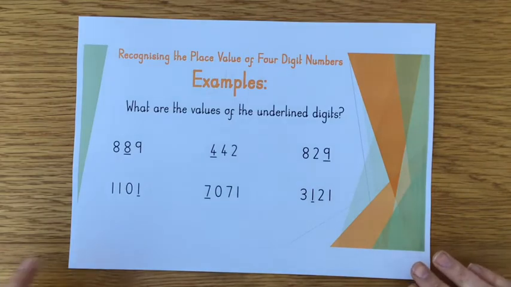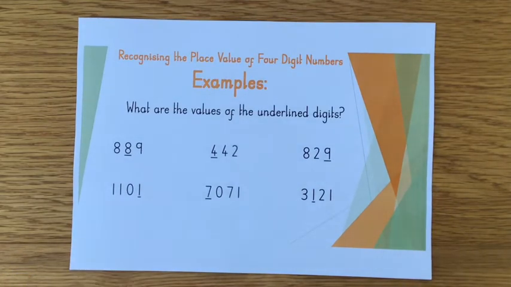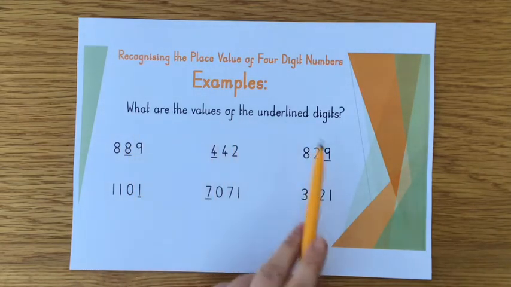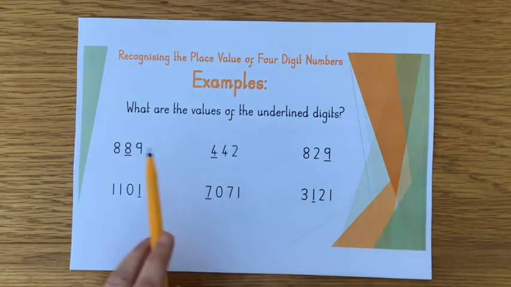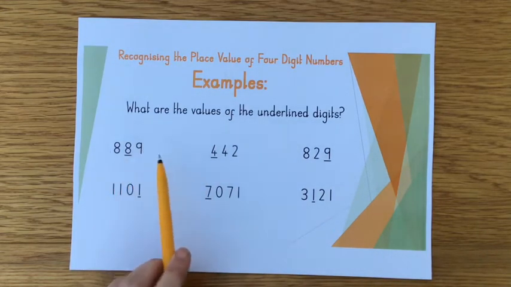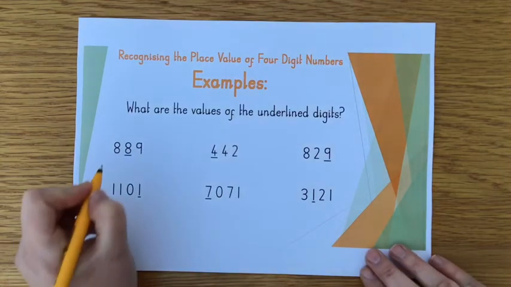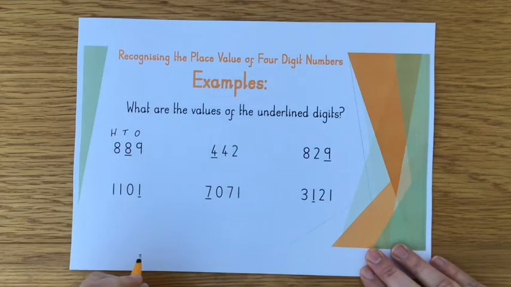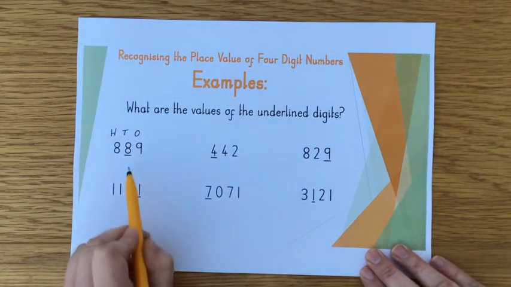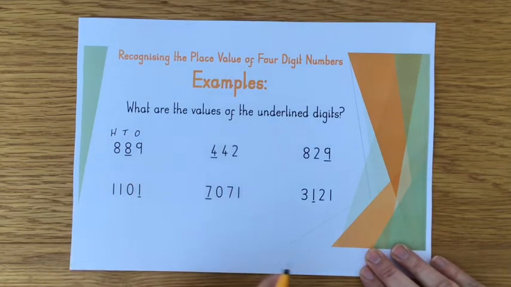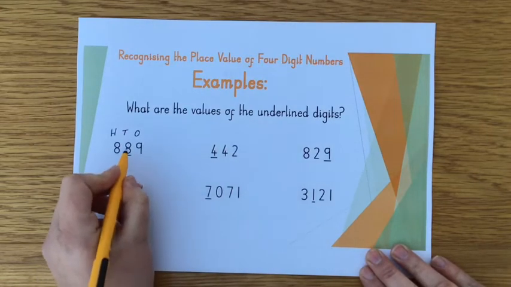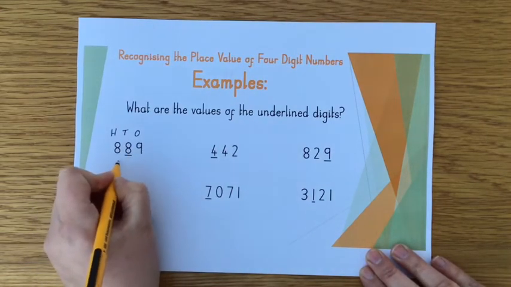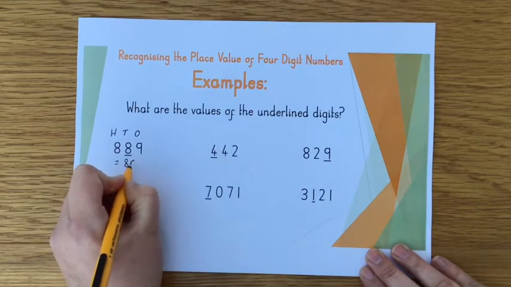Right, now we're going to be looking at the values of the underlined digits in these numbers. So the question is asking me what are the values of the underlined digits. In my first number, I've got 889. Now, if I was to label my columns into hundreds, tens, and ones, I know I've got 8 hundreds, 8 tens, and 9 ones. So the value of this number is 80.